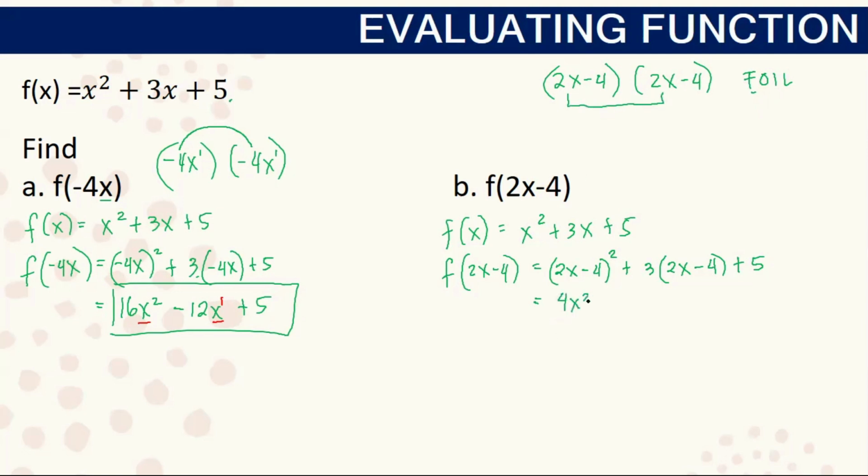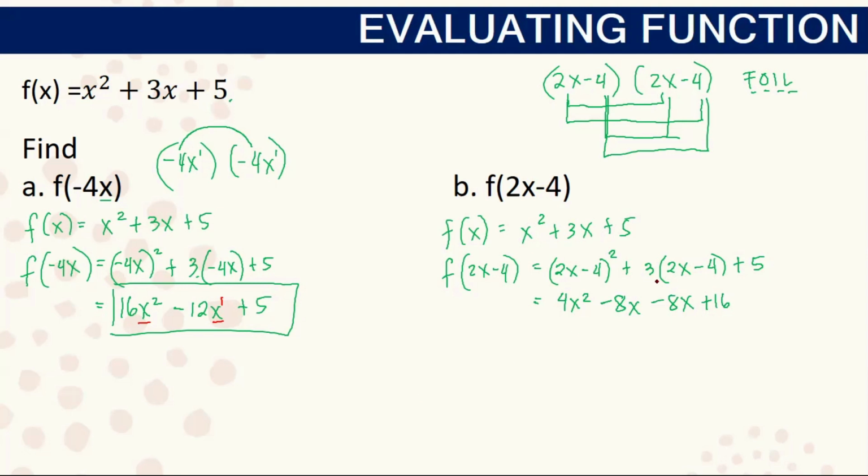4x squared. O stands for the outer terms. 2x times negative 4 is negative 8x. So we write here minus 8x. Then I stands for the inner terms. Negative 4 times 2x is negative 8x. Then L stands for the last terms. So negative 4 times negative 4 is positive 16.